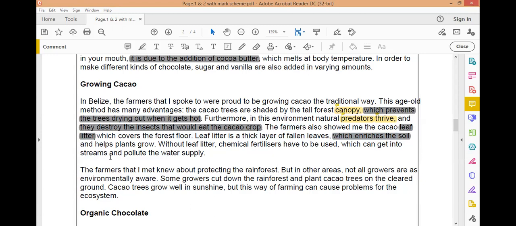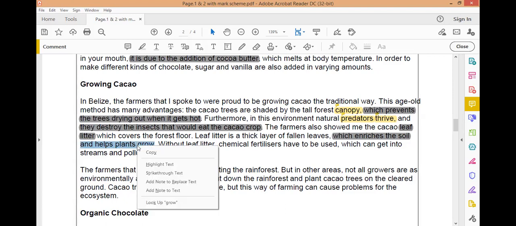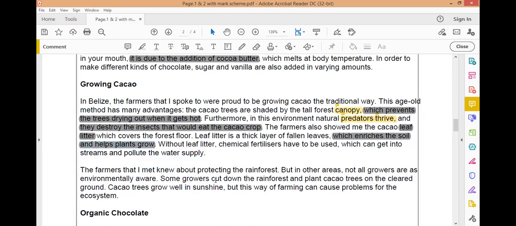Without leaf litter, chemical fertilizers have to be used, which can get into streams and pollute water supply. So they mean here that, Ahmed, you said which enriches the soil, and what else? And it prevents polluting the environment. Ahmed, the same line: he said which enriches the soil, and helps plants grow. You follow me?